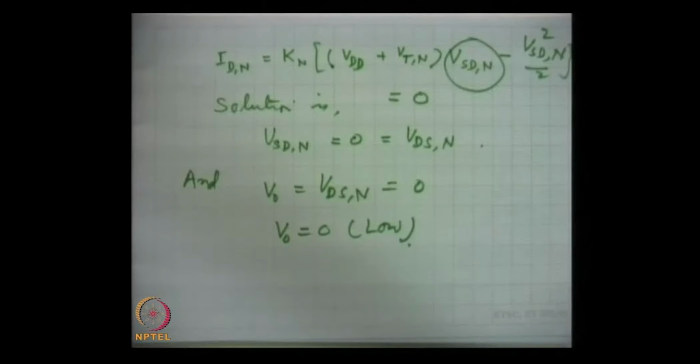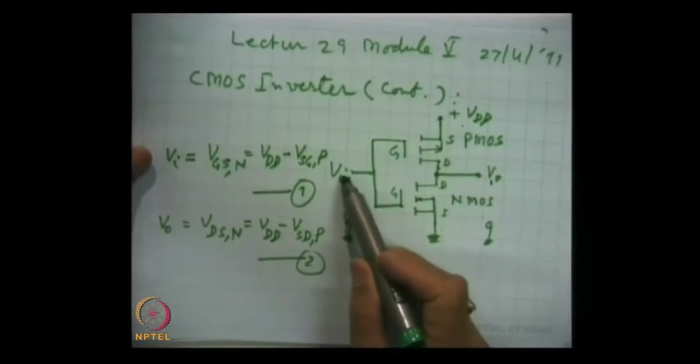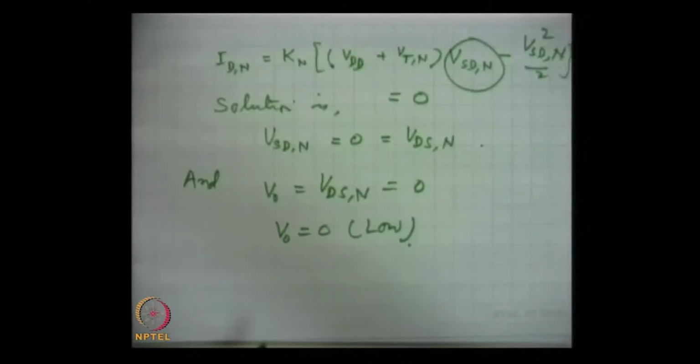This is the working of CMOS. When this input is low, output is high, and when input is high, output is low. This is what we get here, and that is how a CMOS, the complementary MOS inverter, works. We said that dissipation in the CMOS is least. Let us discuss that point.